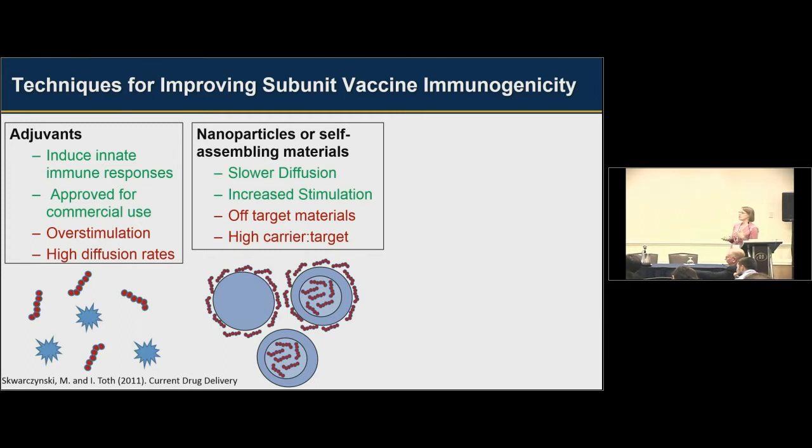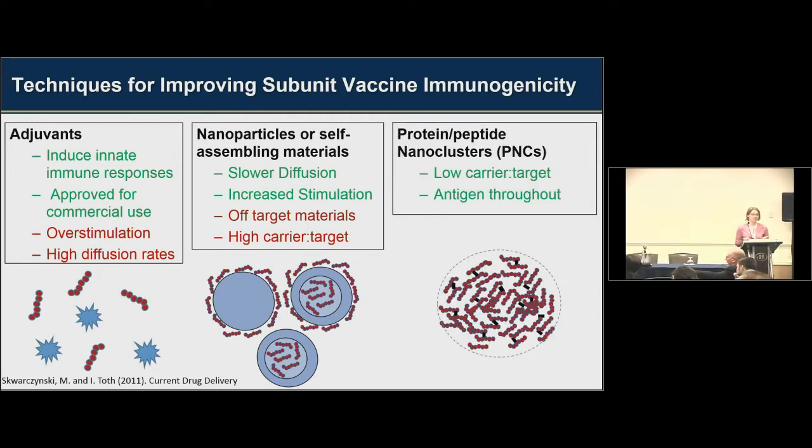The materials that we have been making in my lab are called protein or peptide nanoclusters. The idea is still to keep the benefits of making a nanostructure and only have the components that you really want, only the subunit antigens that you want to give an immune response to.